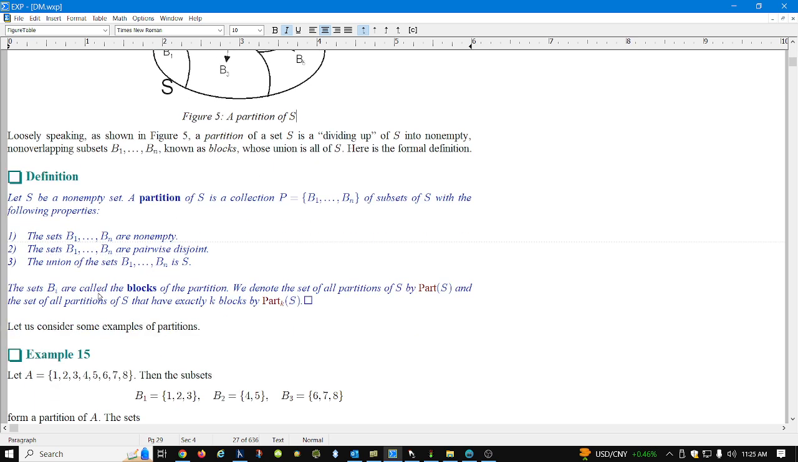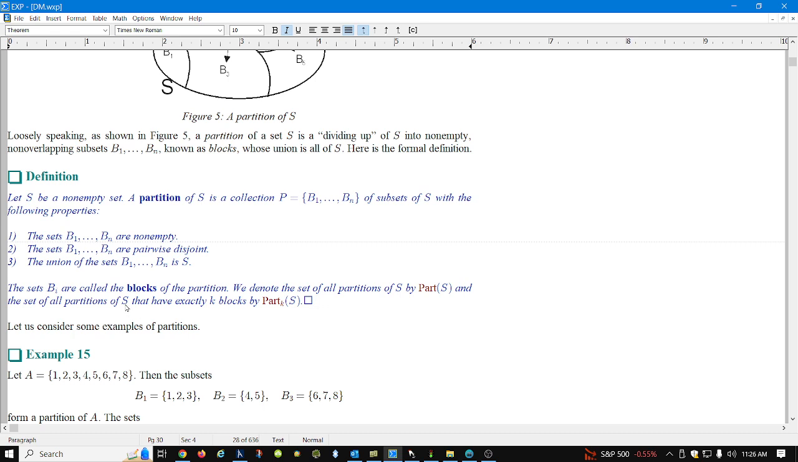And here's a somewhat more formal definition. Let S be a non-empty set. A partition of S is a collection of subsets of S with the following properties. The subsets are non-empty. They are pairwise disjoint, in other words, non-overlapping, and their union is all of S. In this case, the sets B sub I are called blocks of the partition. And I'm going to denote the set of all partitions of S by part of S.